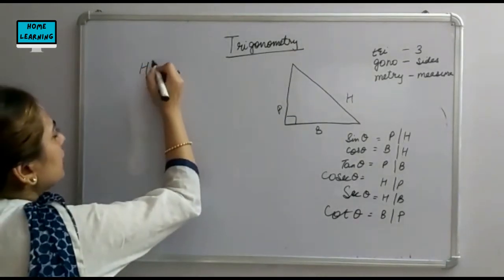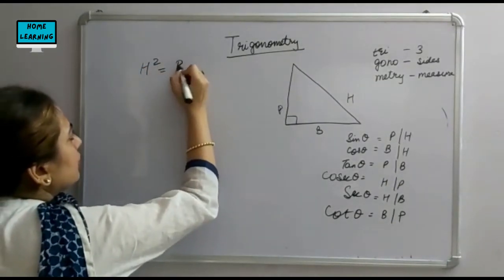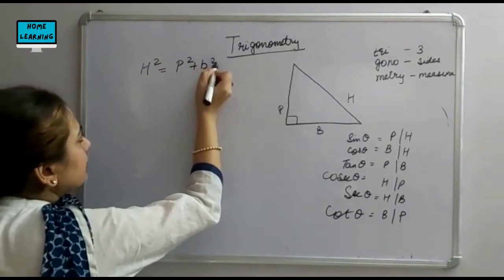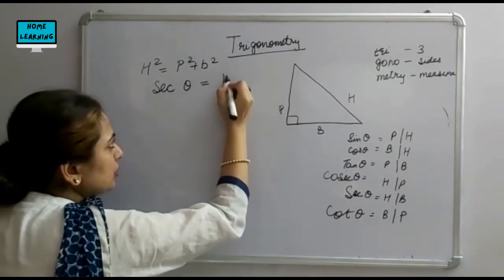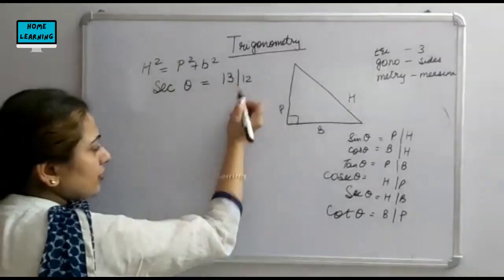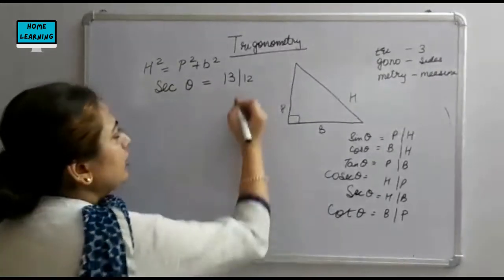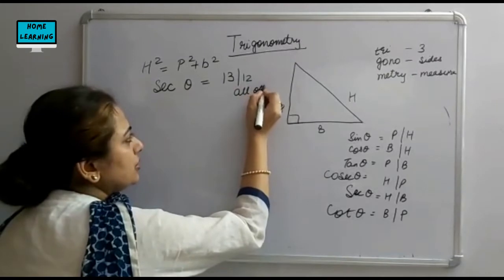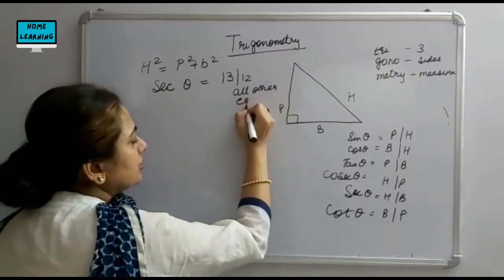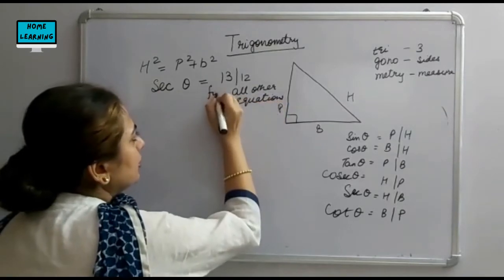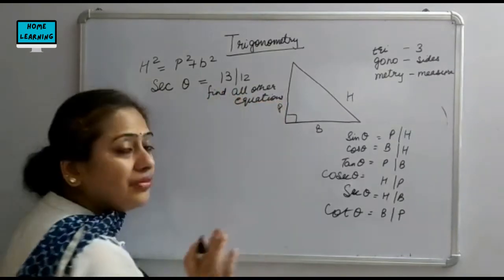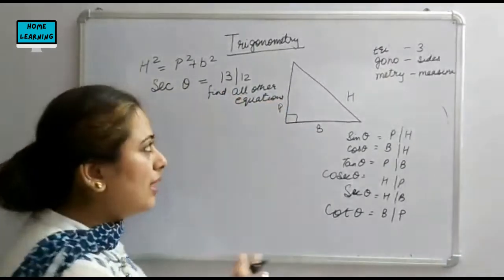Suppose we are given a question that sec theta is equal to 13 by 12. And please find all other equations, trigonometric equations. How will you do that? This is a very simple question. We can get full marks in this.